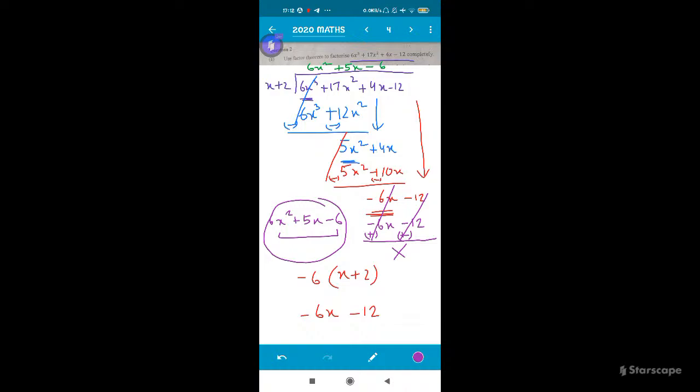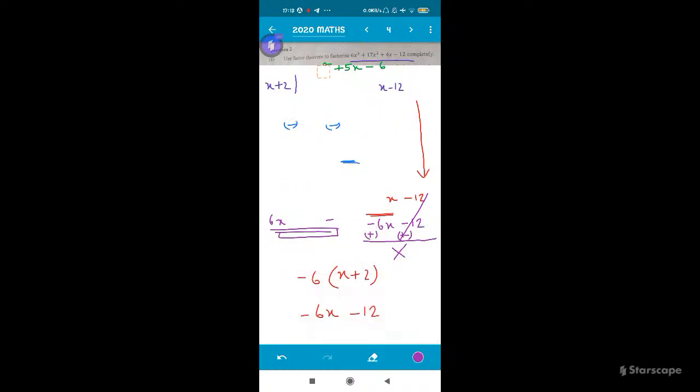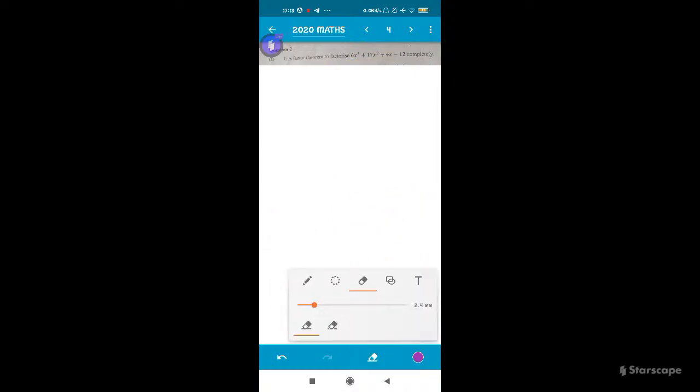So I hope it is completed. Now let's move on to factorizing this part. Okay, so our value was 6x square plus 5x minus 6. So we can do it by middle term factorization. 6 into 6 will give you 36.